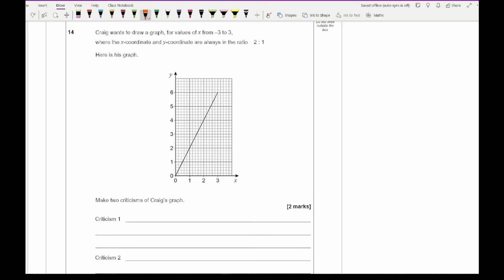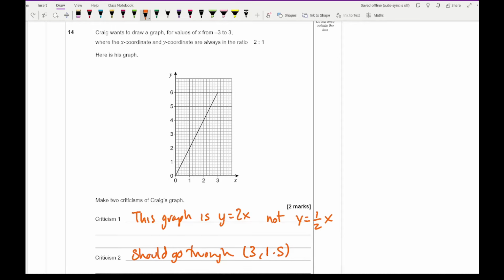So anything along the lines of that this graph is y equals 2x, not y equals a half x. And you could also say that it should go through three, 1.5. So picking the coordinate that it does go through would have been absolutely fine.